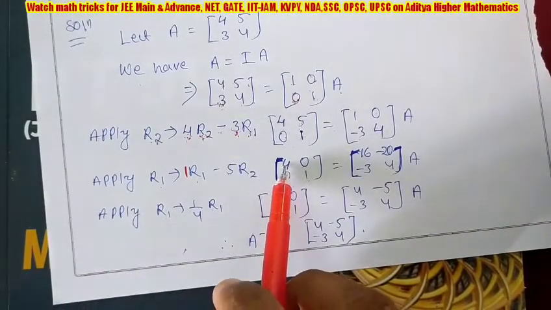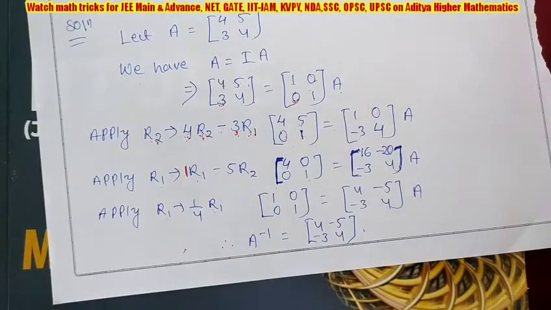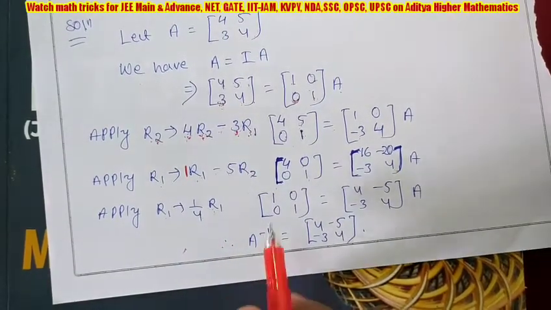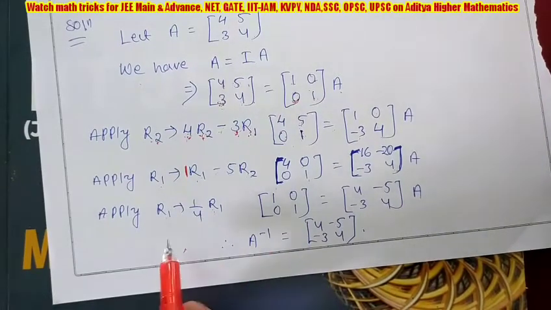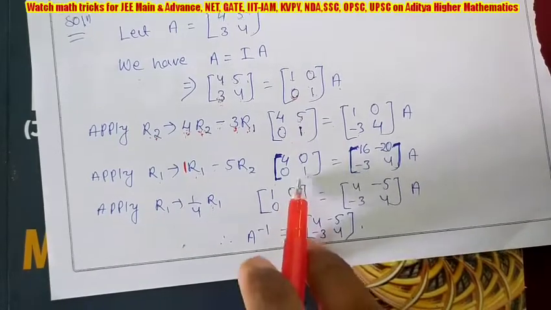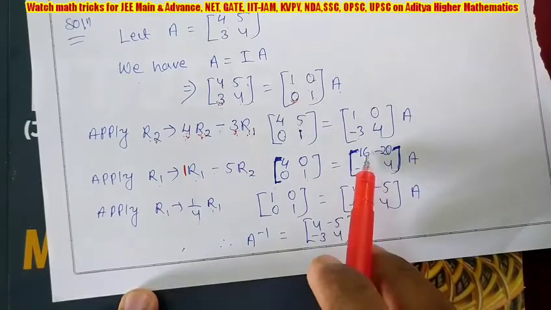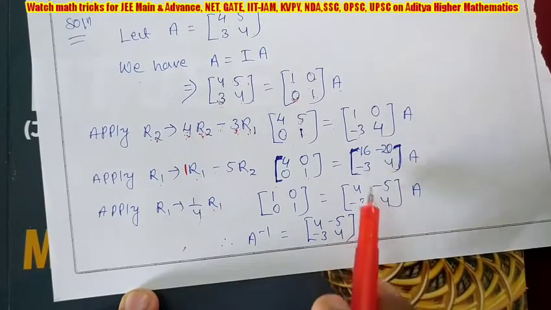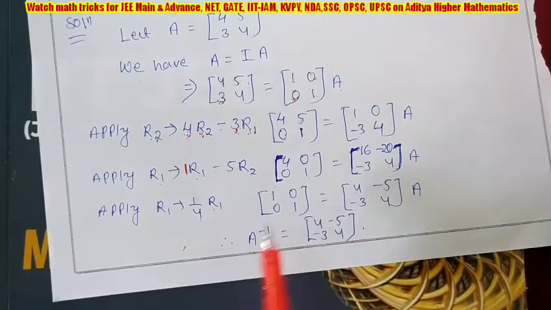Since it is 4, to make it 1, you have to multiply R1 by 1 by 4. You don't write R1 by 4 because we multiply by a non-zero constant, and that non-zero constant is 1 by 4. But in R2 it is already 1, so no need to multiply anything. But if it is something else, for example 2 or 3, you have to multiply by 1 by 2 or 1 by 3. Since you are multiplying R1 by 1 by 4, the right side matrix also you have to multiply by 1 by 4. So 16 by 4 is 4, minus 20 by 4 is minus 5. That means the total R1 we are multiplying by 1 by 4. But R2, you see, is not changing.